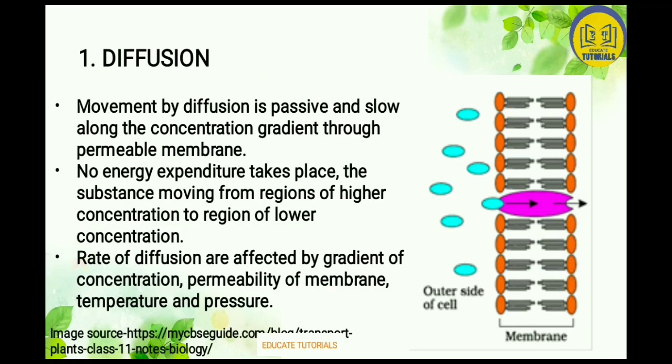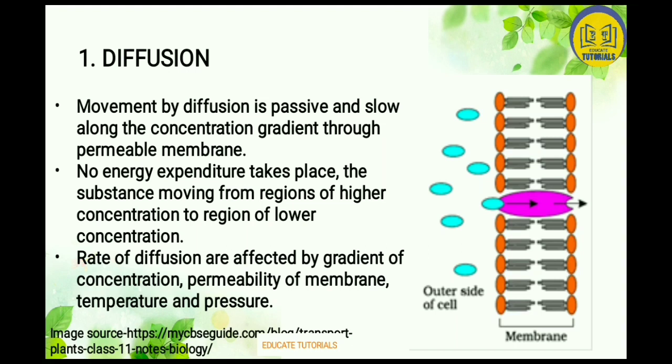In simple diffusion, movement occurs by a slow process, and it depends upon the concentration gradient and also the permeability of a membrane. The substance moves in diffusion from a higher concentration to a lower concentration, so there is no need of energy expenditure, no need of ATP utilization.